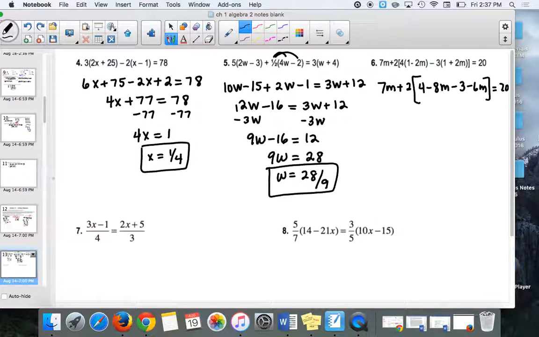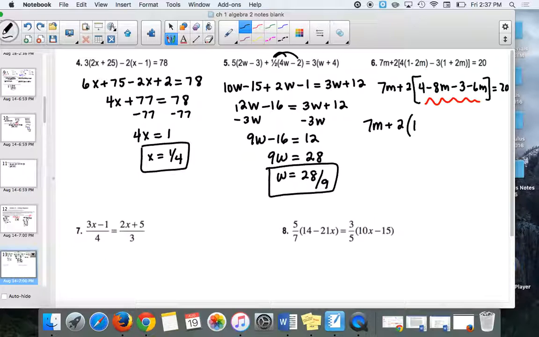All right, so your first step, when you simplify the inner parentheses, you should have 4 minus 8m minus 3 minus 6m inside there. Do we all have that part? I know I didn't leave much room, did I? Now we're going to simplify what's inside the parentheses. If you didn't do that, that's fine. Some of you probably distributed the 2. That's totally fine. So I'm going to have 7m plus 2 times 4 minus 3 is 1.